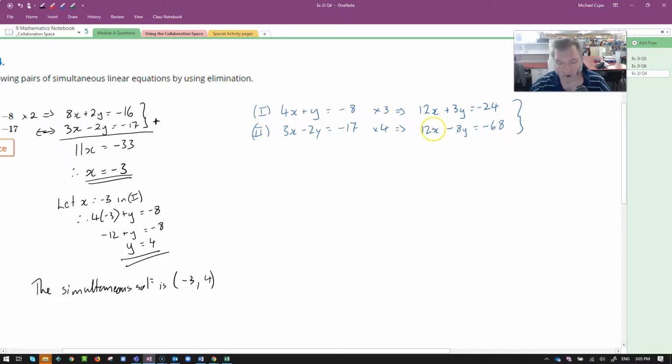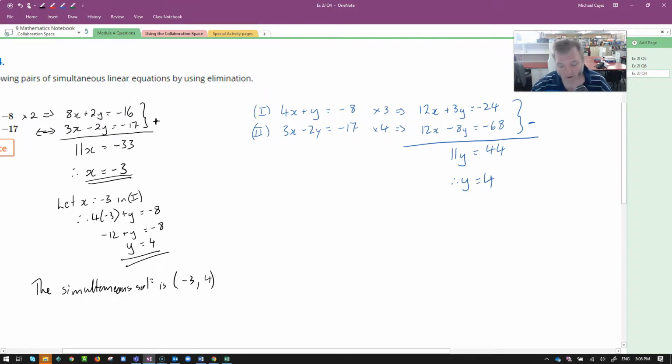If I do the top one minus the bottom one, 12x minus 12x, the x's are going to be eliminated. So this time I'm going to do subtraction. That'll eliminate x, leaving 3y minus negative 8y. So when you take away a negative, you're adding. So 3 plus 8 will give me 11y altogether. Negative 24 minus negative 68, so add 68, that's going to be 44. Dividing by 11, I'm going to get y is equal to 4.